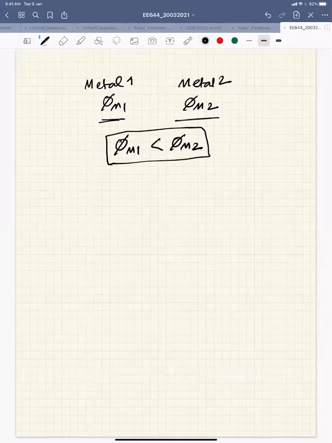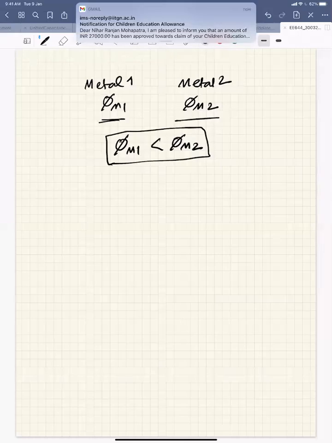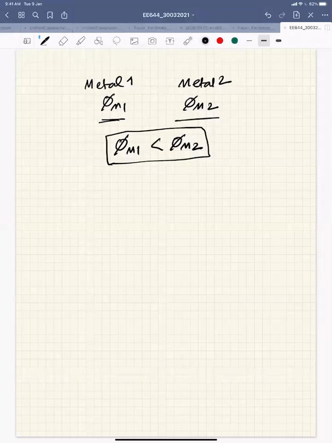So if I bring them together, what will happen, right? If phi m1 is less than phi m2, the electrons will always want to move to the higher work function metal, because if your vacuum level is constant, vacuum level is flat, and metal 1 is here and metal 2 is here, the electrons in metal 1 will always want to go to metal 2, because electrons want to go to the lower energy level, right?